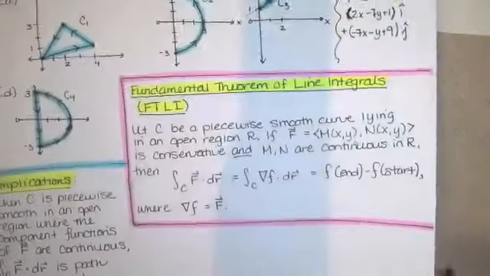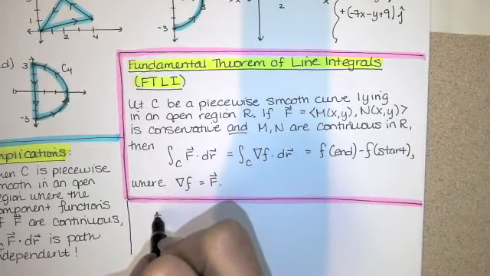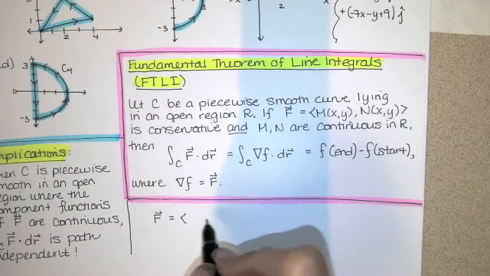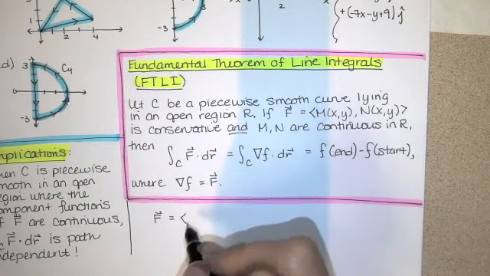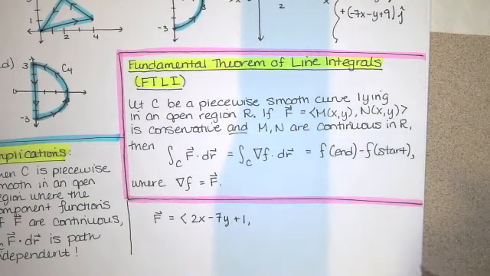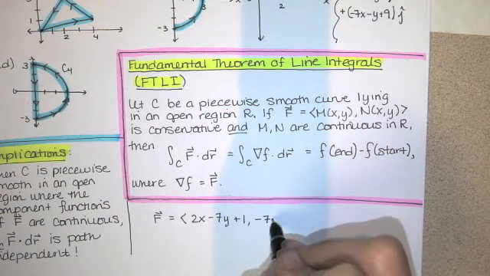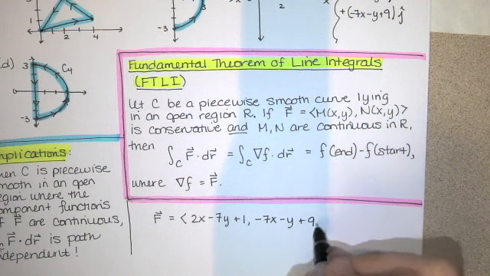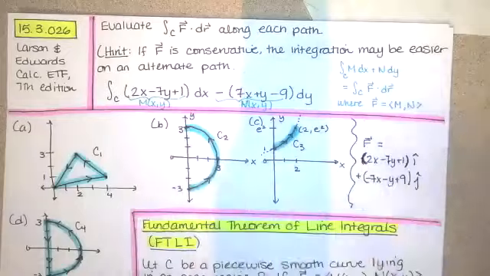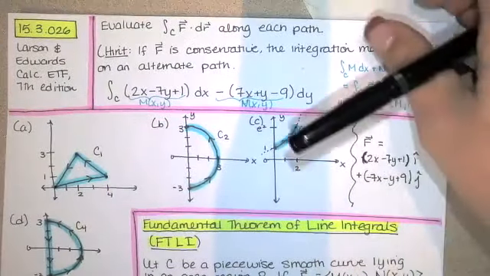Now to give me just a little bit more space, I'll write that down here. And I will write it in component form because that's my preference. My x component is 2x minus 7y plus 1, and my y component, my n, is negative 7x minus y plus 9. Okay, now they mentioned that if f is conservative, the integration may be easier on an alternate path.